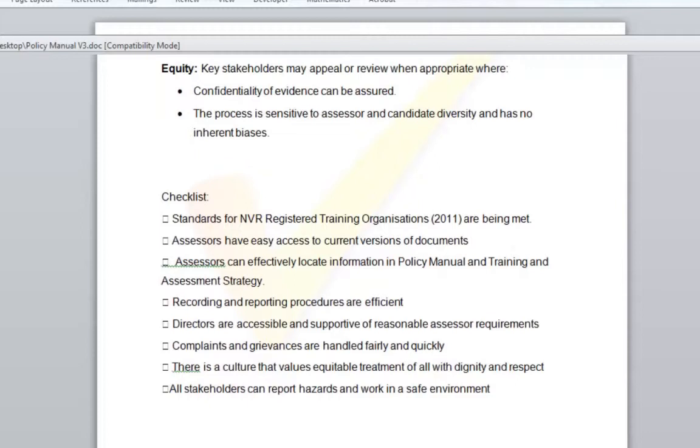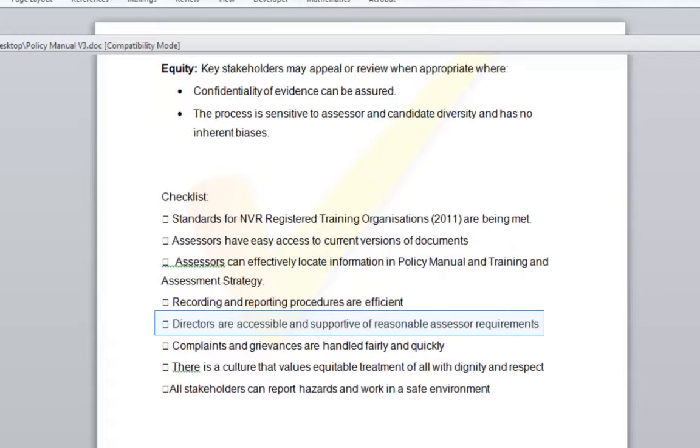Checking, we touched on before, the recording and reporting procedures. So, you know, especially at that transition time when you have to start loosening control and starting to delegate responsibilities there. Directors are accessible and supportive of reasonable assessor requirements. So that's about consultation again, when assessors say, listen, we need some more resources, or we want to do this differently. That things like this type of validating systems event is occurring.